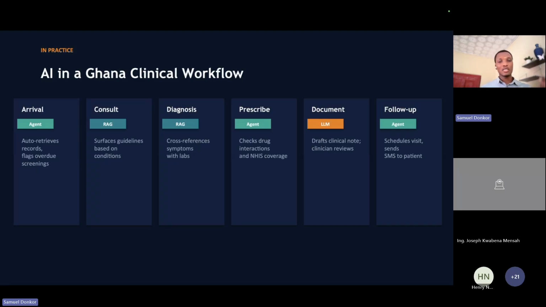So not just looking at a specific encounter or a specific resource, but maybe you want the encounter, the labs, the medications as well, right? And for prescribing with agents, you first have to check drug interactions and check coverage, right? With documents, you want to draft clinical notes and clinical reviews. This is where LLMs perform very, very well. With the EHR system, we talked about ChatEHR from Stanford way back at the beginning of the presentation.